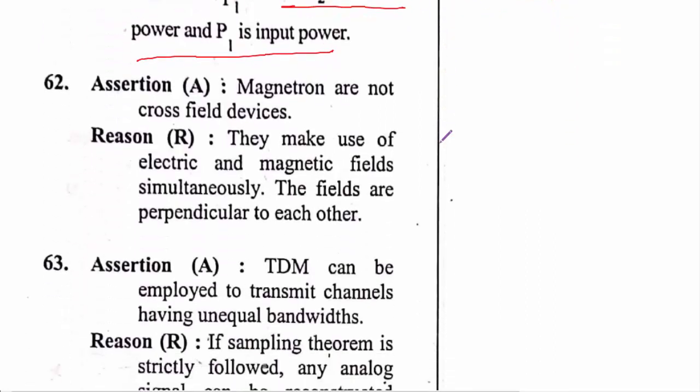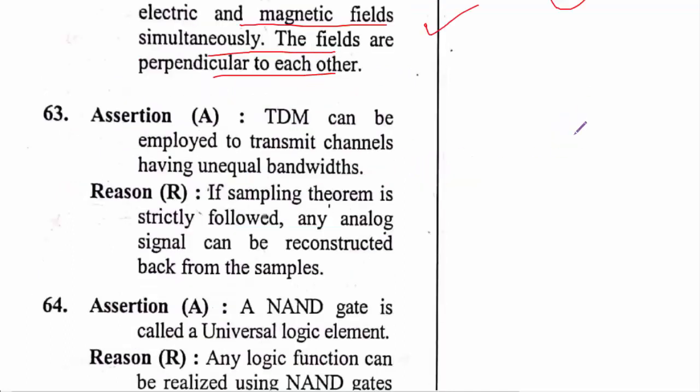62nd question, magnetron are not cross field devices. We know that magnetron are cross field devices. Second statement, what they are given is, they make use of electric and magnetic fields which are perpendicular to each other. This statement is correct. So assertion is wrong and reason is correct. Option D is correct.